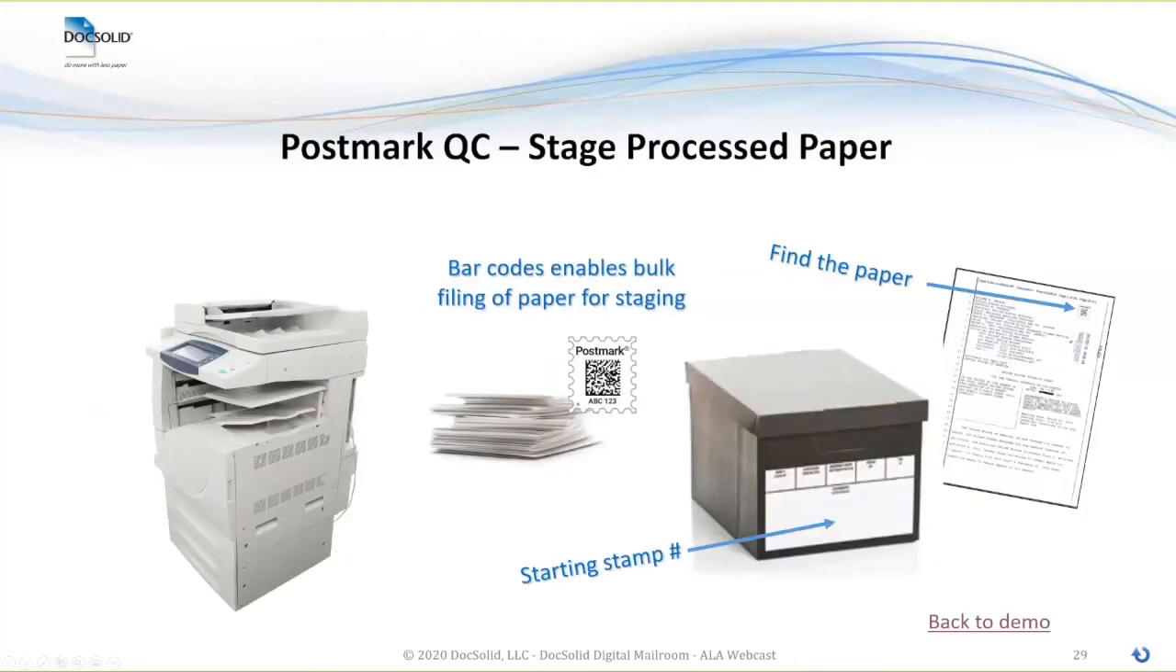You also can just take the paper in the sequence that it's flowed through this process. It's got barcodes on it that also represent that sequence, and you can just file it into storage boxes. Our barcode numbering is going to help you find that paper if anybody needs to go back and get it. So it's a very simple process to run quality control and to stage the paper that's gone through the process. And that's the last step in the digital mailroom.